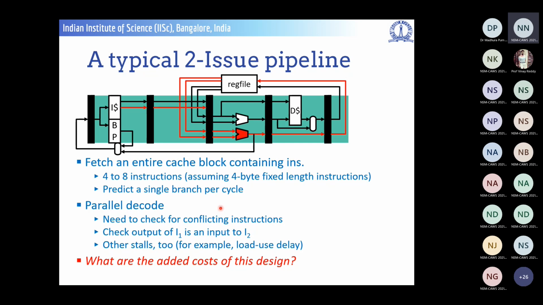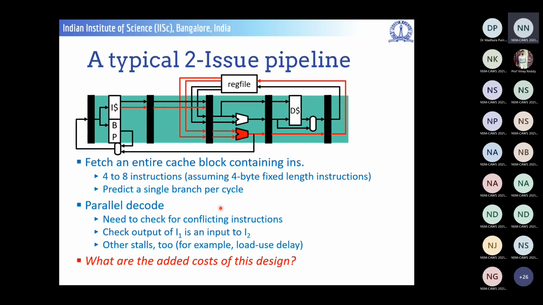Then you also have to be careful about checking for conflicting instructions. We are talking about instructions that can execute in parallel, but if they have dependencies across registers, they might have to introduce stalls as well. So this is something that the decode stage has to be aware of and take care of, because in the decode stage here we are assuming that the register read would happen as well.